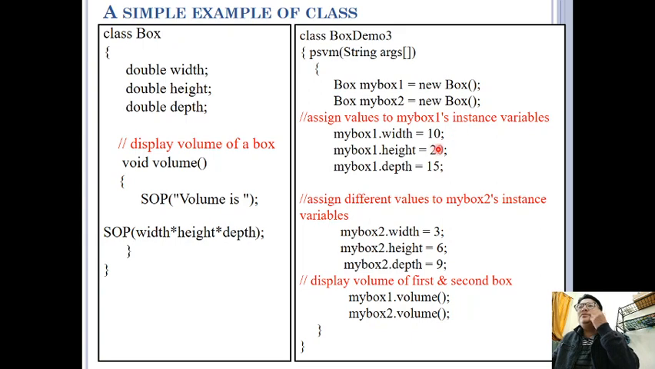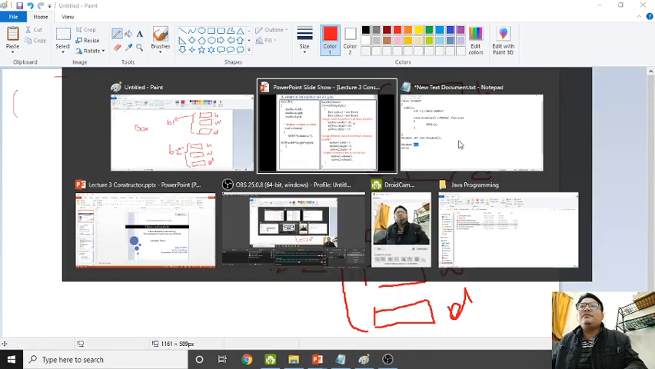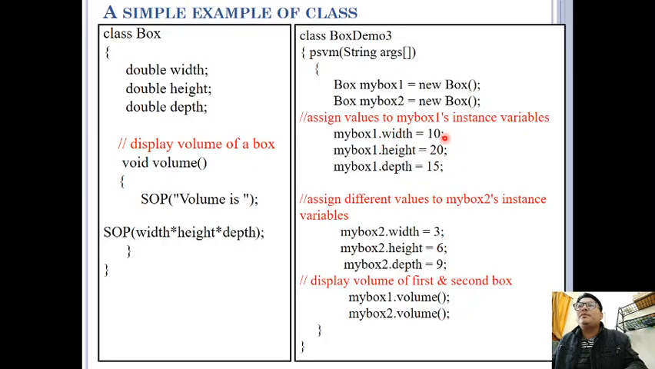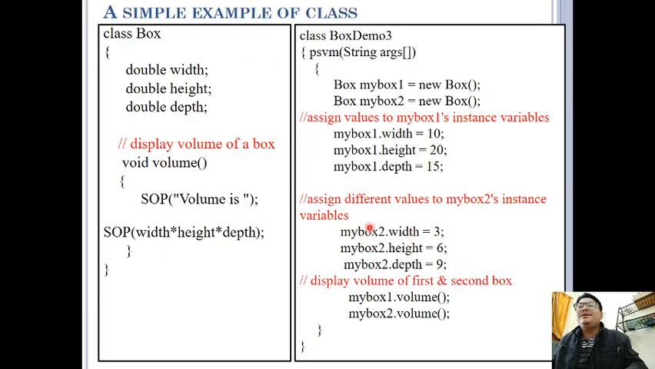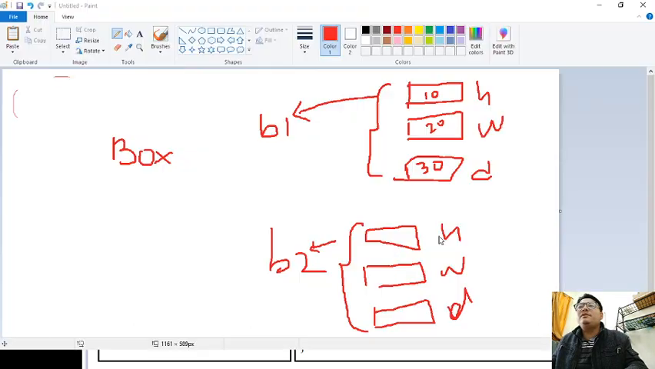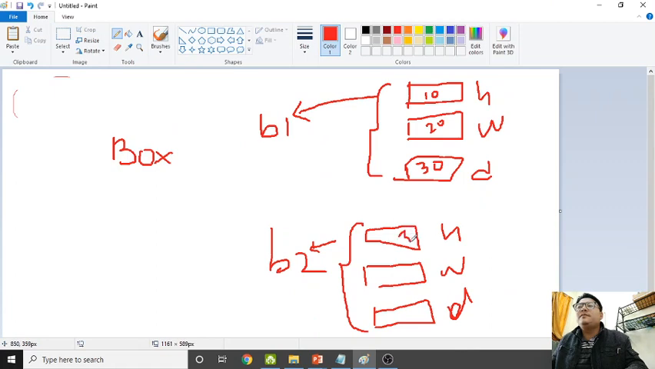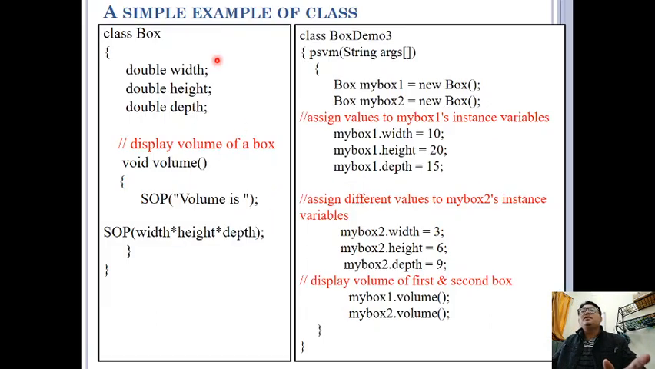Then in the first box, box1, you have assigned 10, 20 and 15 with the help of the dot operator. In the first box, 10 will be initialized over here, 20 over here, and 30 over here. Similarly, in the second object, mybox2, 3, 6 and 9 will be assigned with the help of the dot operator. So this is just a pictorial representation of what is shown here.